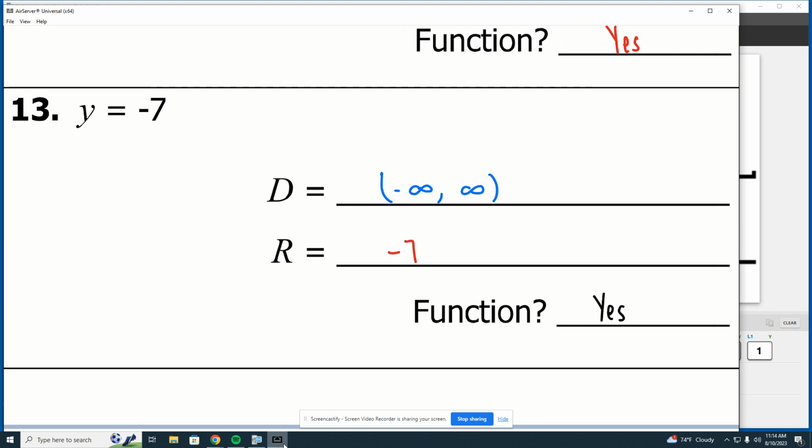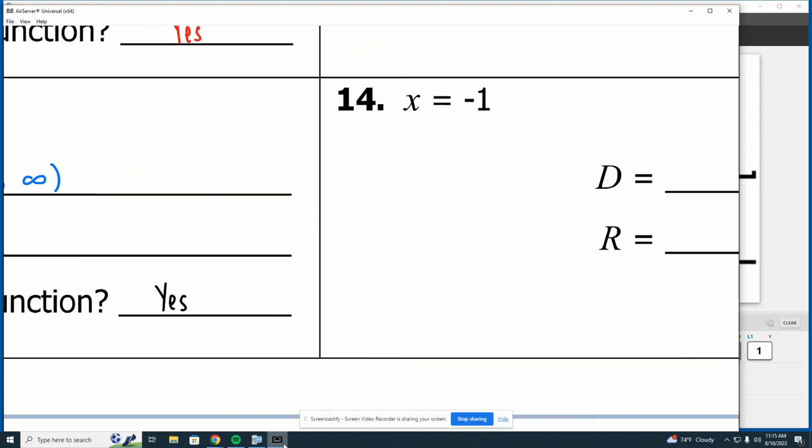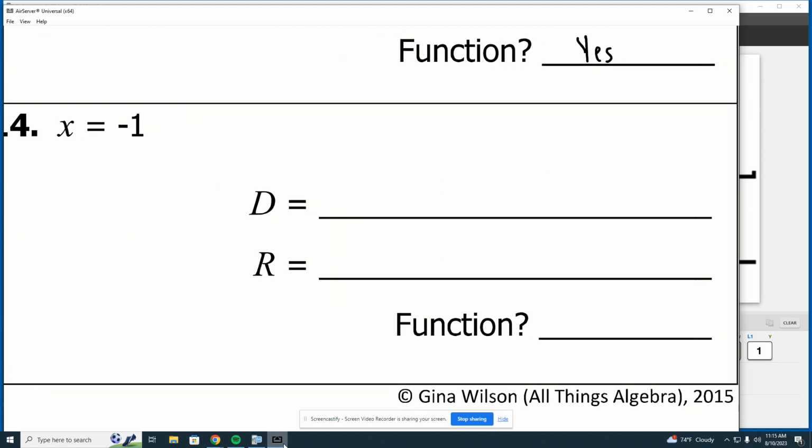Guys, will a vertical line pass a vertical line test? It's the one time a line is not a, let me say it one more time, function or not a function? Very good. It's the one time a line is not a function because a vertical line cannot pass the vertical line test. So it's not a function.